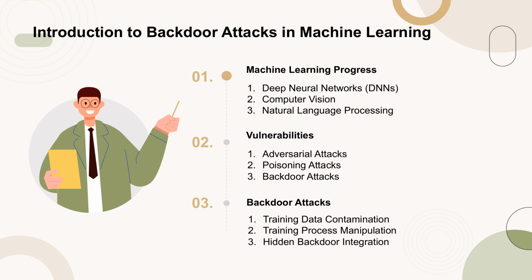Backdoor attacks, in particular, involve injecting a hidden backdoor into the model, either by contaminating the training data or manipulating the training process. This backdoored model behaves normally until a specific trigger is detected, at which point it produces an output defined by the attacker. This can lead to harmful consequences when the poisoned model is integrated into systems.